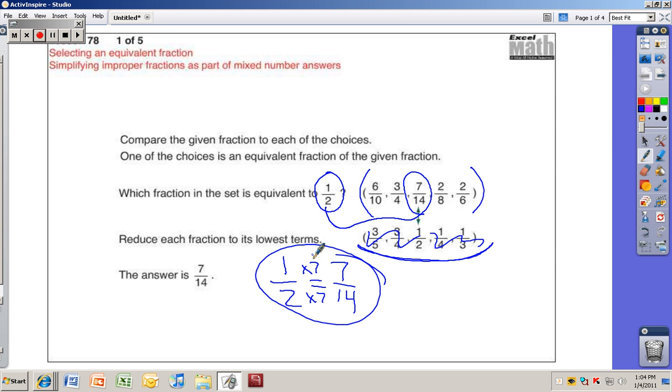Now there might be some times where you'd have to simplify the fraction that they give you in order to find the fraction over here in the choices. For example, what if they gave you the fraction 4/8 and they said which one of these is equal to 4/8? Well, you can't change 4/8 into 7/14. You can't multiply by something to get that. So what you have to do first is simplify the 4/8 down into 1/2 and then show it as equal to 7/14. So watch out for those types.